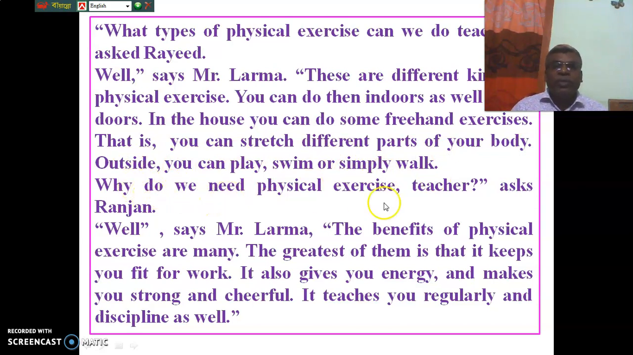Why do we need physical exercise, teacher? Asked Rajan. Well, says Mr. Larma, the benefits of physical exercise are many. The greatest of them is that it keeps you fit for work. It also gives you energy and makes you strong and cheerful. It teaches you regularity and discipline as well.